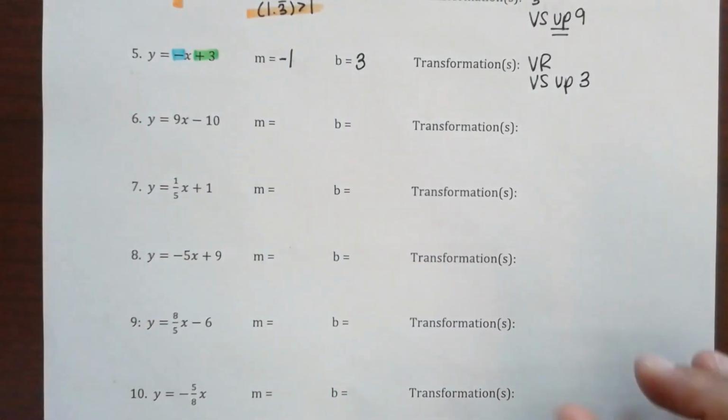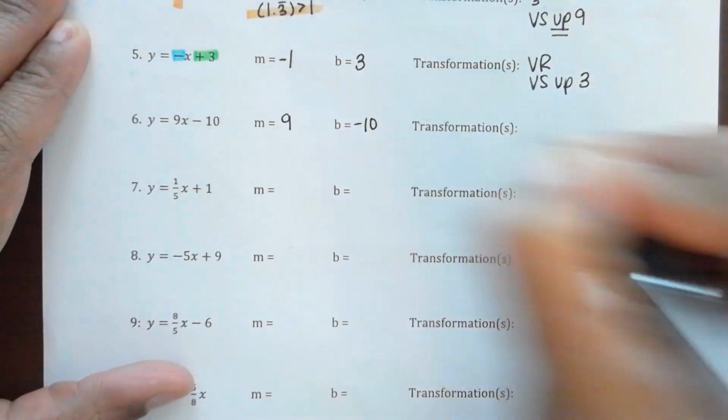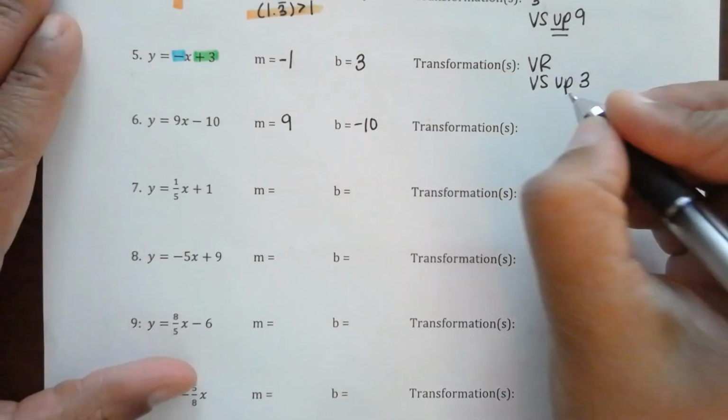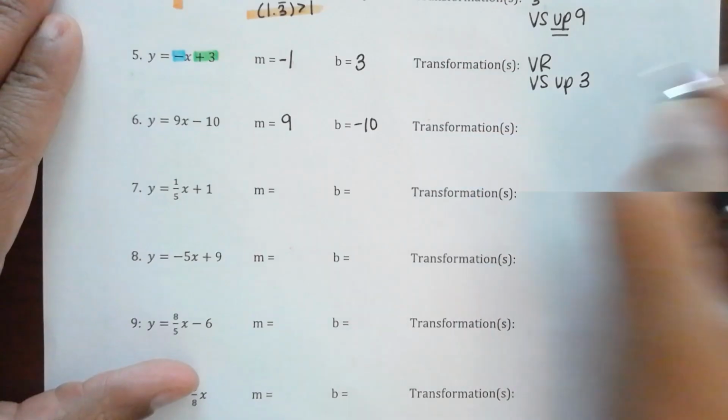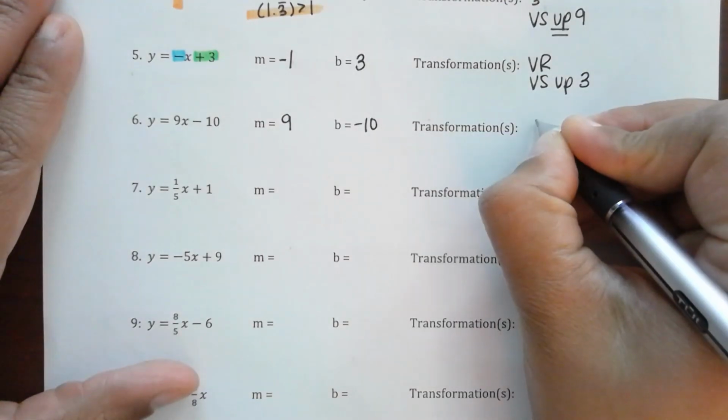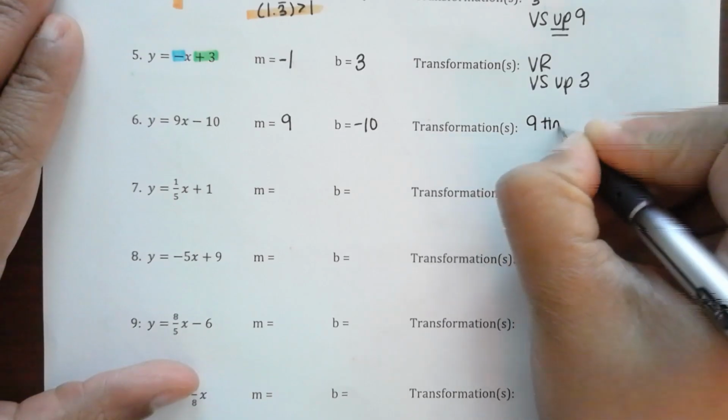Number 6, y equals 9x minus 10. What's M? 9. What's B? Negative 10. How many transformations do I have? 2. What's my first one? So how would I write that? 9 times steeper.